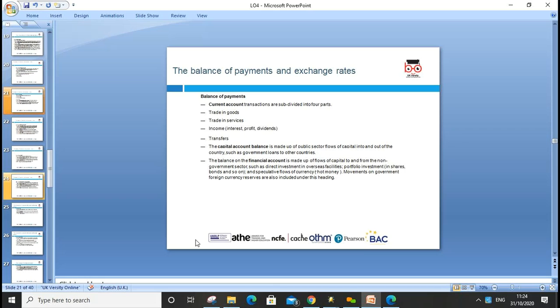Balance of payments: the current account covers transactions, trade in goods, trade in services, income from profits and dividends, and transfers. The capital balance is made up of public sector flows of capital into and out of the country, such as government loans from other countries. The balance of financial accounts is made up of flows of capital in the non-governmental sector.